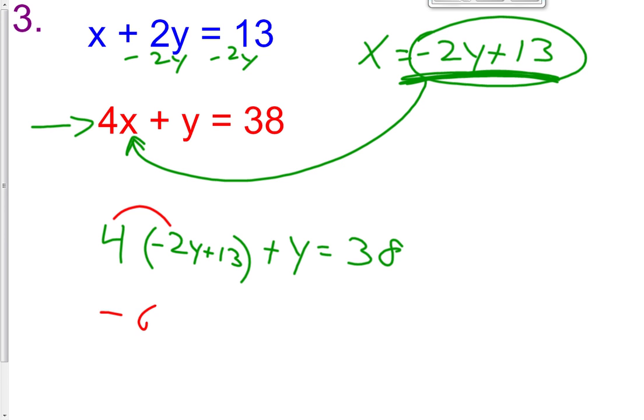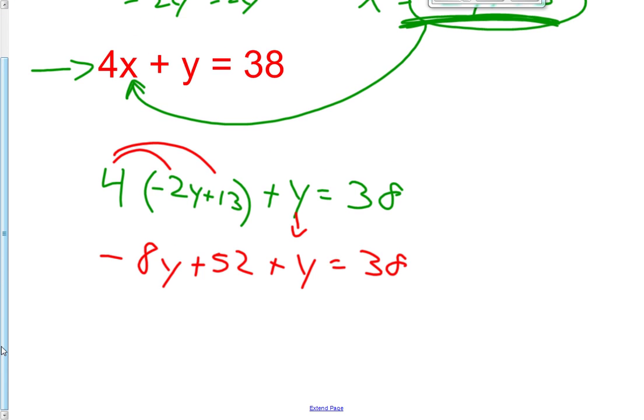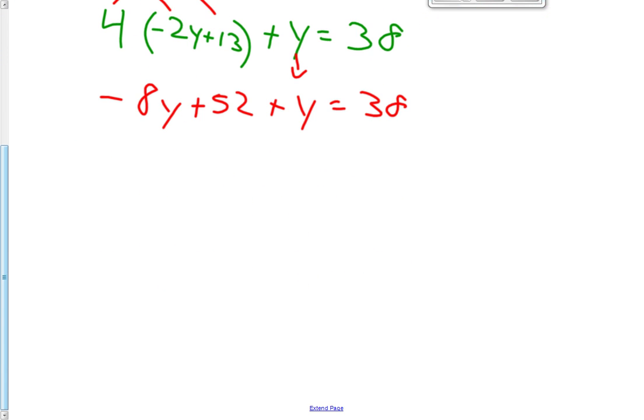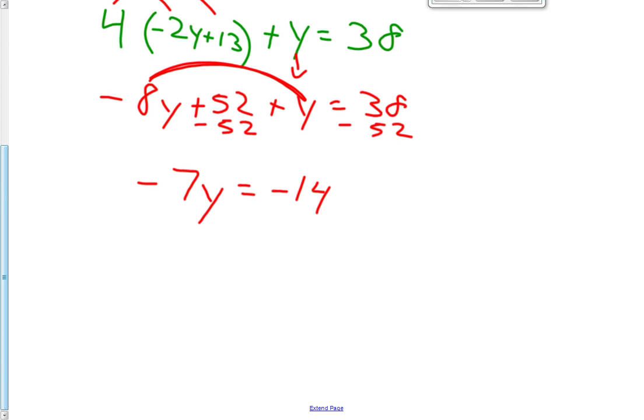Here we have a -8y when we distribute, and here we get +52, plus this y, that equals 38. All right, let's clean things up a little bit. We have -8y and +1y make -7y. And subtract 52, that equals -14. So now if we divide both sides by -7, y equals +2. -14 divided by -7 is +2.